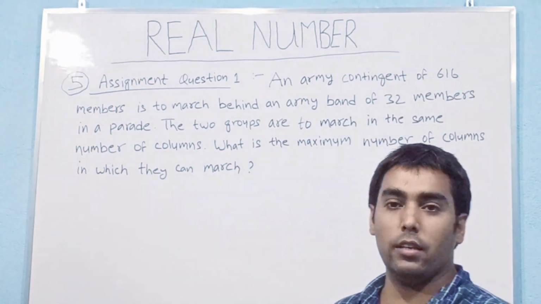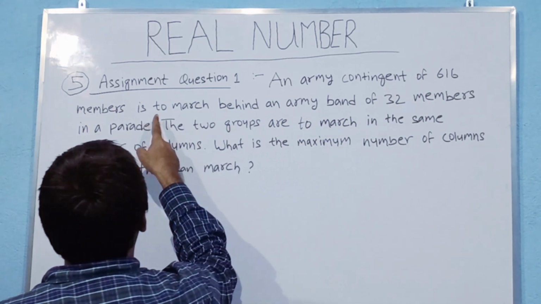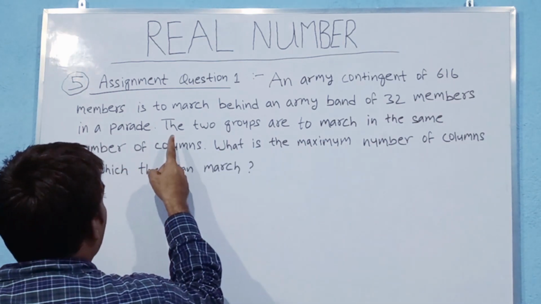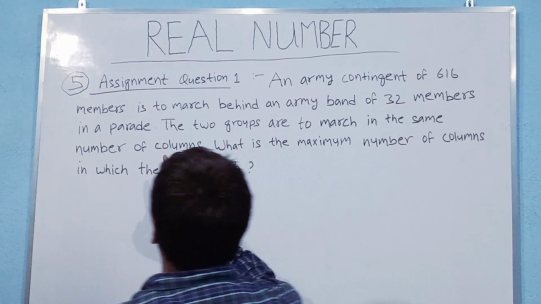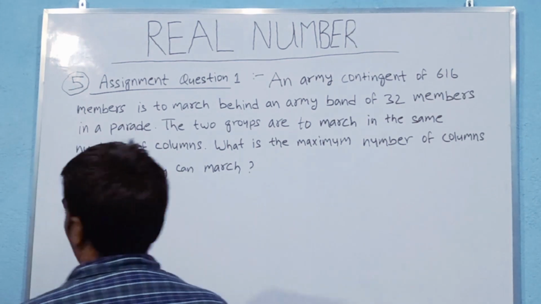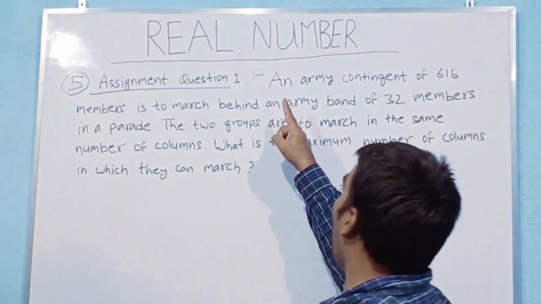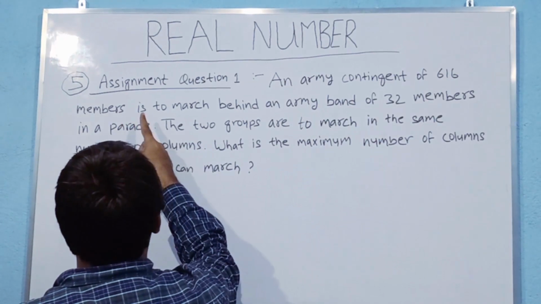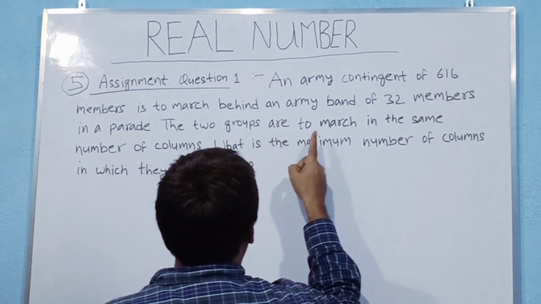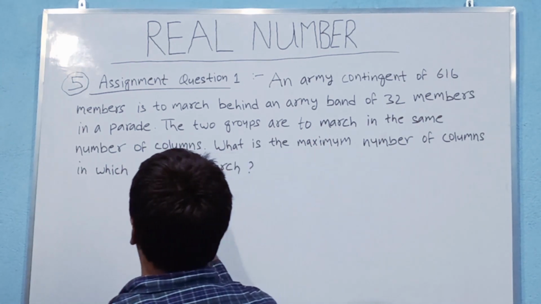Now today's assignment question. An army contingent of 616 members is to march behind an army band of 32 members in a parade. The two groups are to march in the same number of columns. What is the maximum number of columns in which they can march? Please note down the assignment question. I read once again.